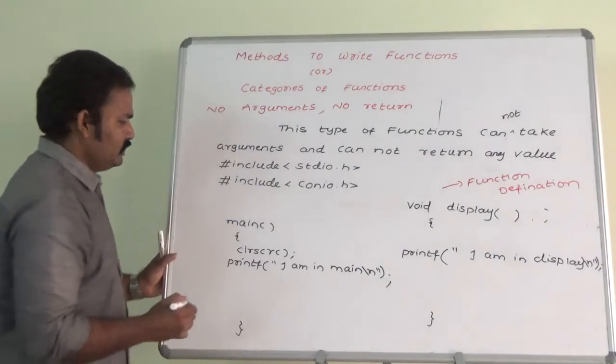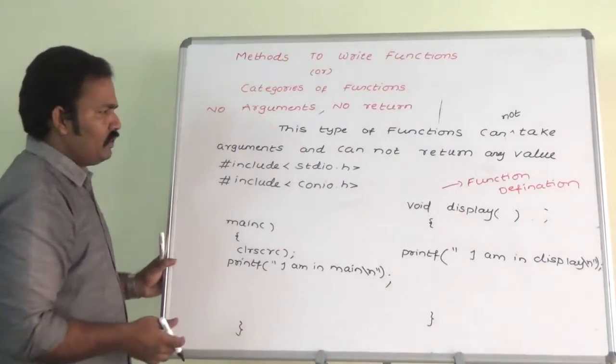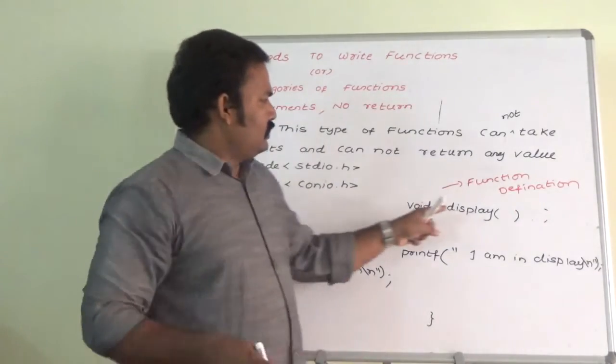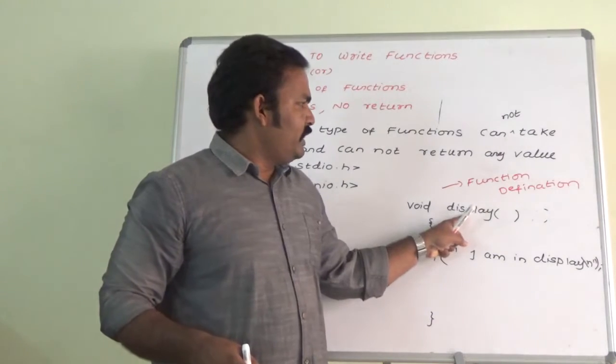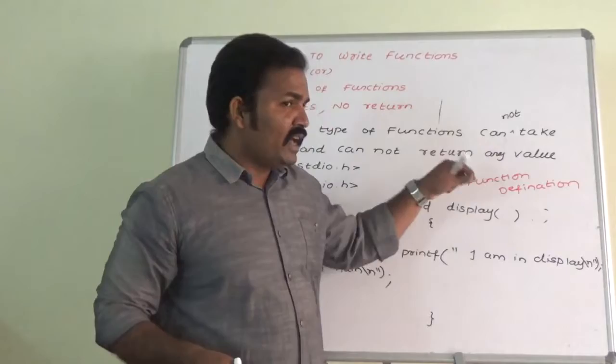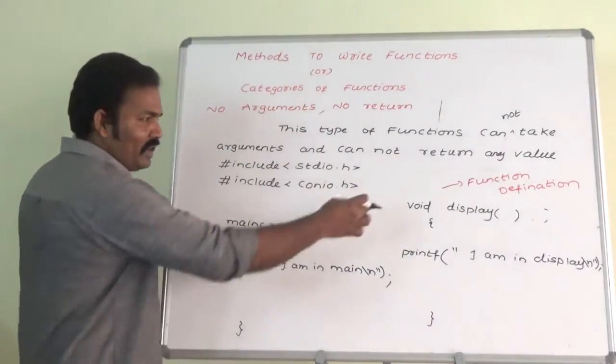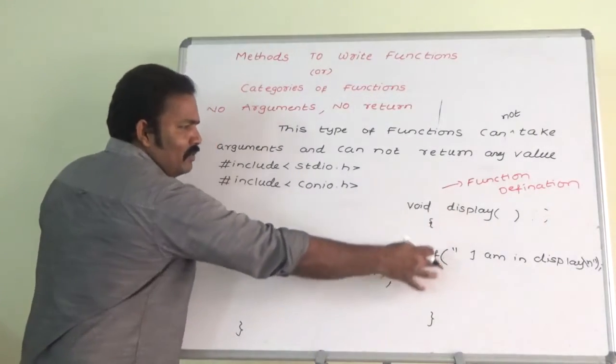Okay. Right. Then I want to call the display function. Okay, so listen: a function must be declared. Every function must be declared before it is used in a program, otherwise the compiler will give an error.